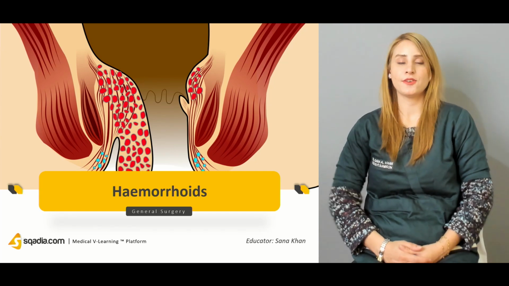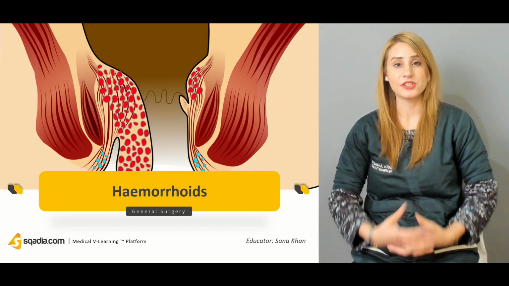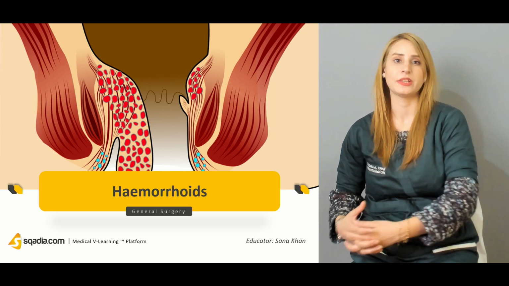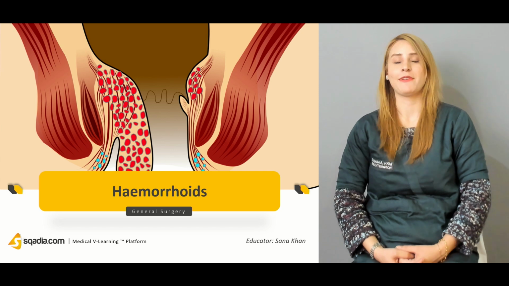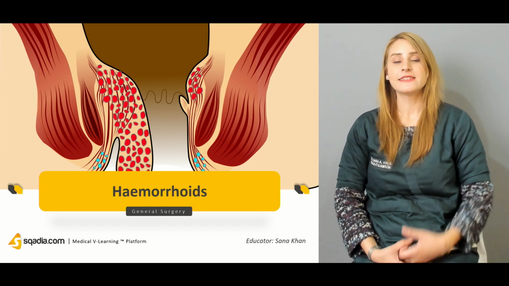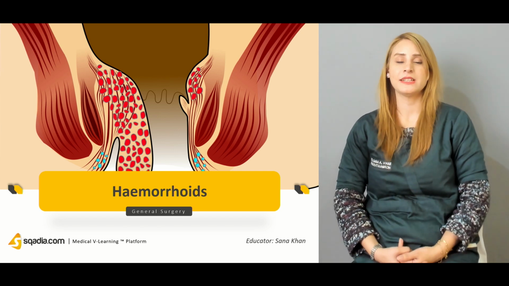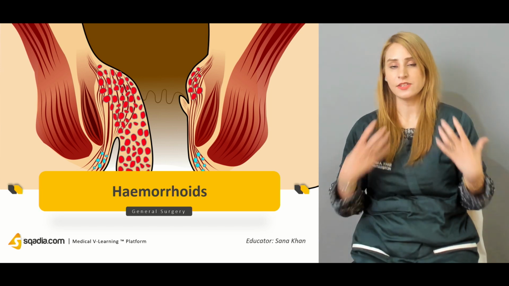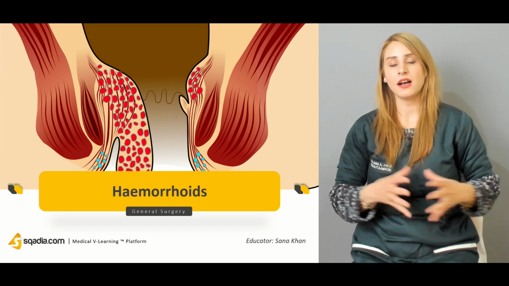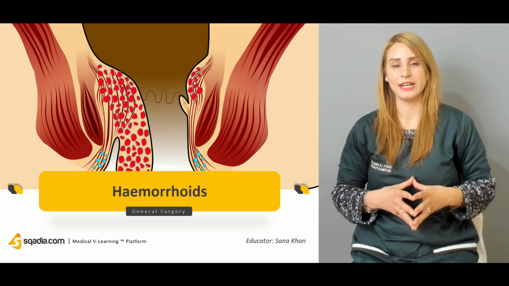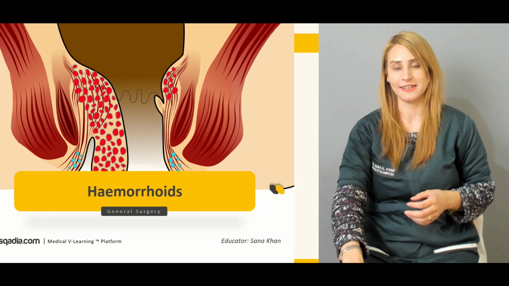The conditions of the anal canal, the pathological processes which are taking place in the anal canal, are the commonest presentation when you're sitting in a surgical OPD. So from today onwards, we will start discussing the different pathological conditions which are related to the anal canal. And we'll be talking about hemorrhoids today in more detail.